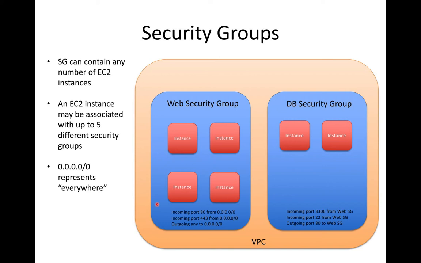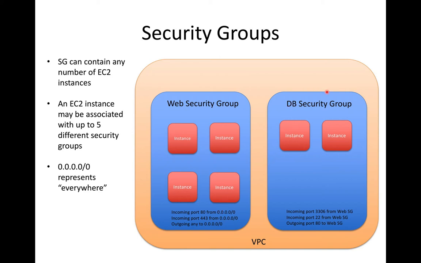Oftentimes in a real production environment, we would not allow traffic out to everywhere in the world. We would set up what are called egress rules. So we would explicitly specify what protocols are allowed out from our EC2 instances.